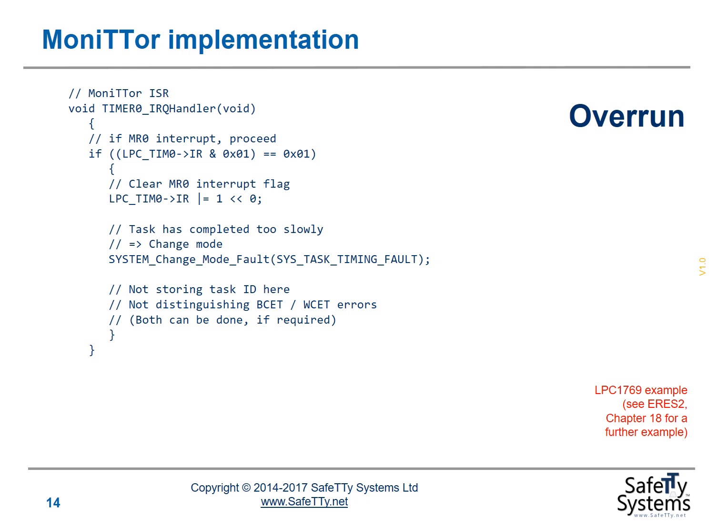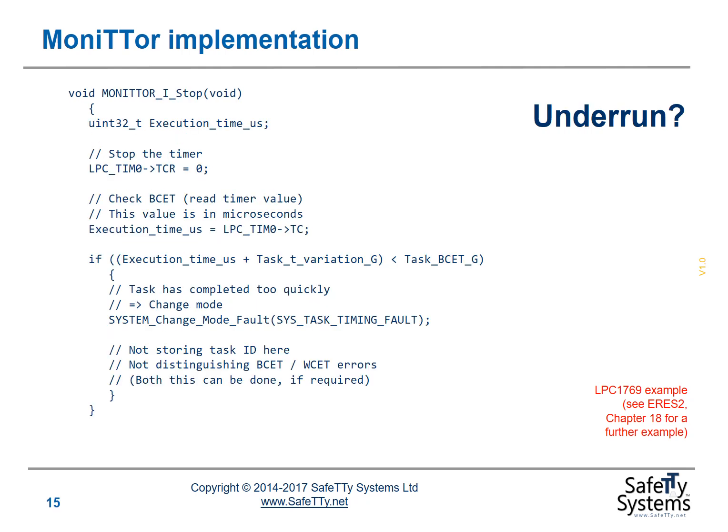This is the monitor ISR itself. All we're doing here is checking and clearing the ISR flag, and in this case all we do is force the system into a fail-safe state, and we store the fault code, which in this case we're assuming is a task timing fault. We're not storing the task ID, and we're not distinguishing between best case execution time and worst case execution time errors, but we can do both of these things if we need to do so in a particular implementation.